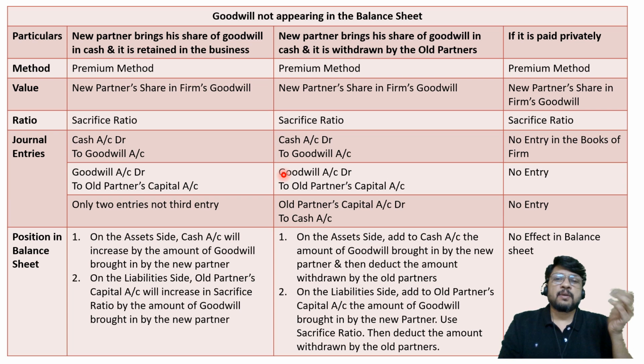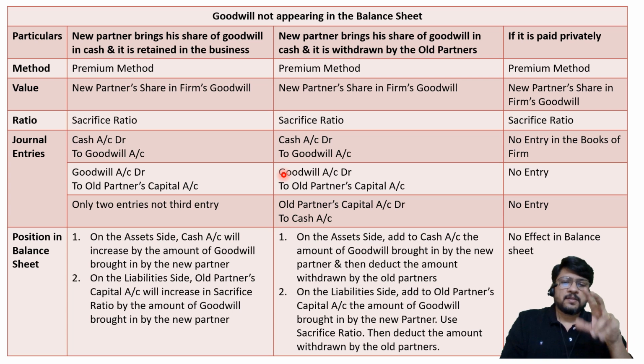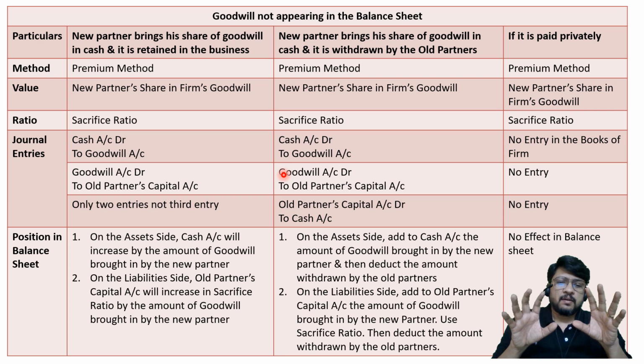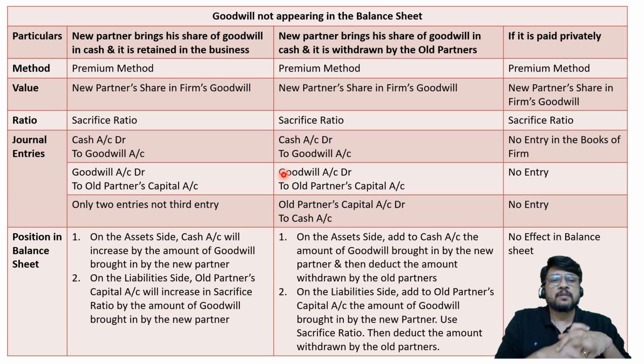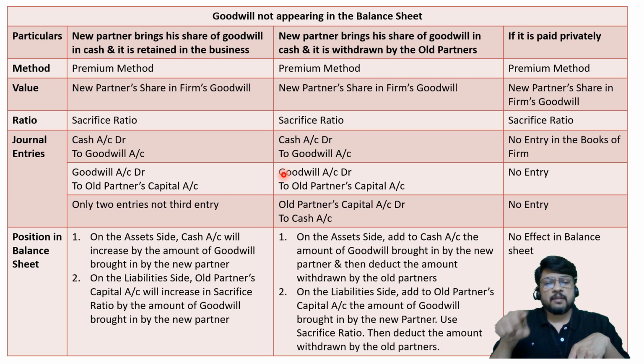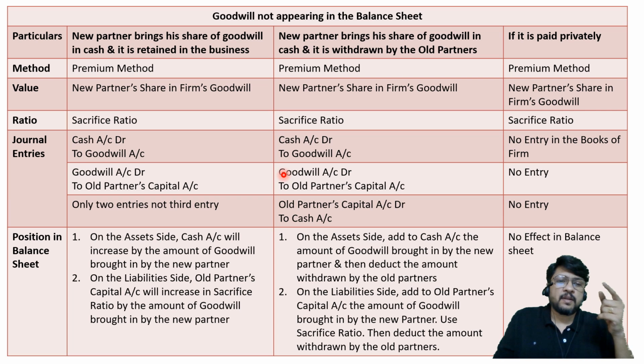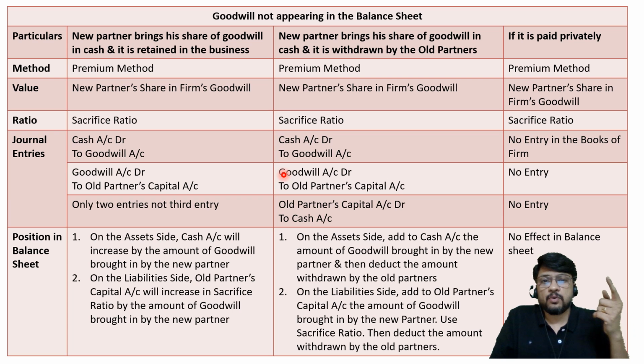Next situation can be goodwill is not appearing in the balance sheet and it is paid privately. See, what I will recommend is, once you understand a particular method, thereafter stop the video, pause the video, write down the part of the table, then resume the video again. So let me now consider the third situation. Number one, in the balance sheet goodwill is not appearing, and number two, the goodwill is paid privately. Goodwill is paid privately by the partner.